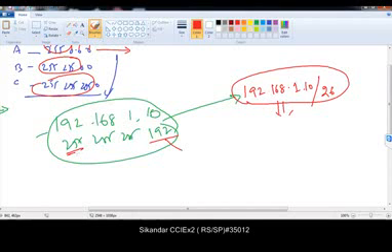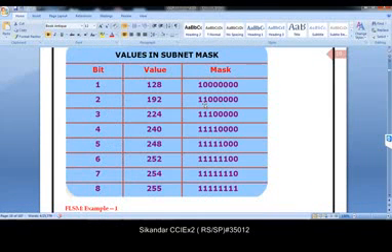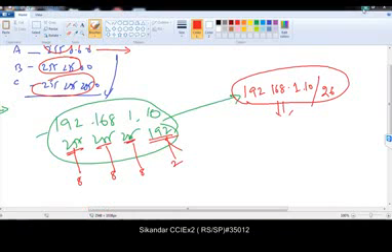So whenever you write this subnet mask, 255 represents 8 bits, 255 represents 8 bits, 255 represents 8 bits, and 192 represents 2 bits. If you remember our table here, 192 represents 2 bits, which means there are 2 network bits.